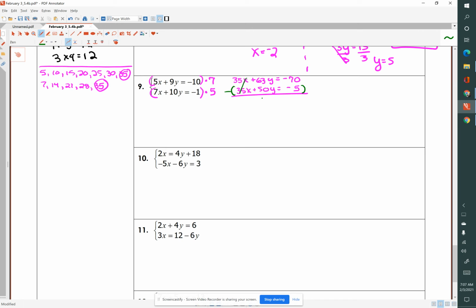Okay, 63 minus 50 is 13y equals, now remember, this is where I see many, many, many mistakes. Subtracting a negative is adding a positive. Negative 70 plus 5 is negative 65. I just divide both sides by 13. And y equals negative 5.